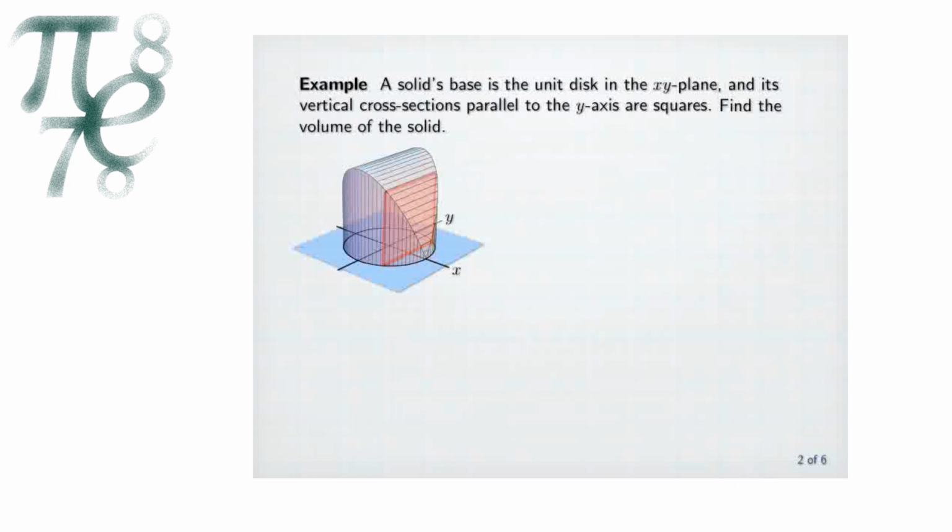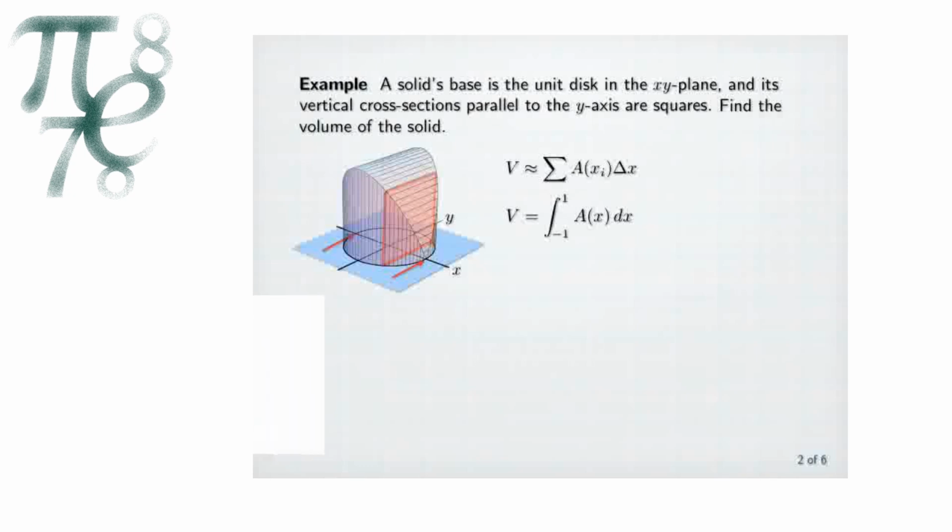Now, approximations of the solid look like thin square blocks. Summing the volumes gives an approximation of the volume, and as the thickness delta x approaches 0, these approximations approach the integral of the cross-sectional area. Since the base of the solid extends from -1 to 1 on the x-axis, the limits of integration will be -1 to 1. So our job is to find the formula for the cross-sectional area A of x.